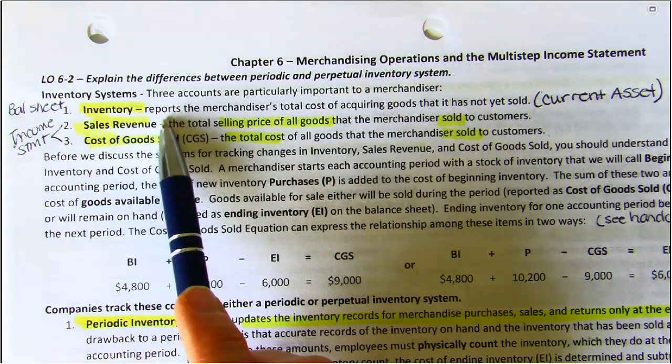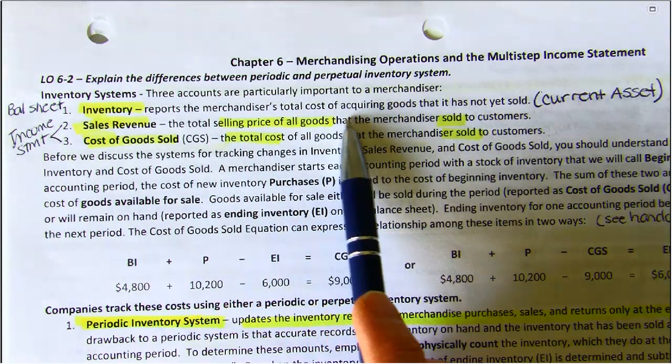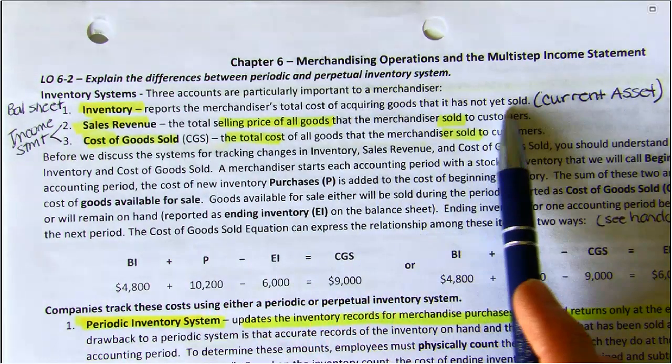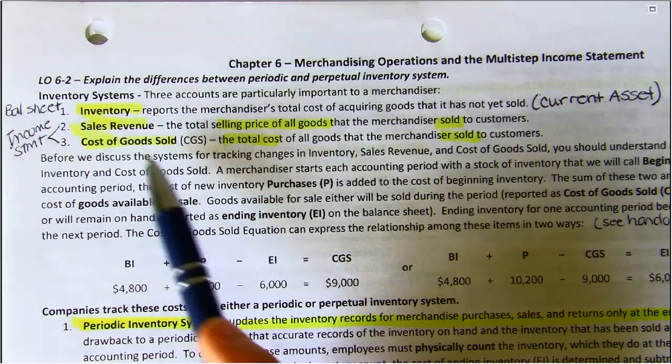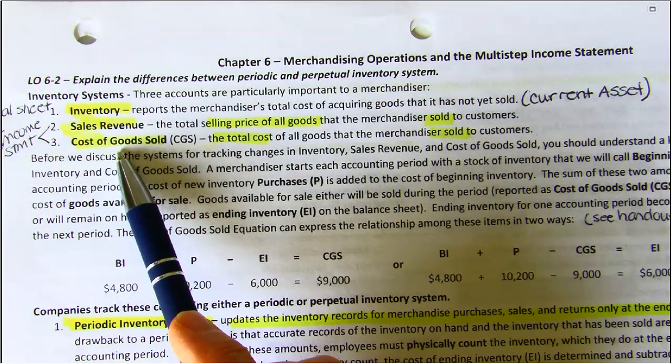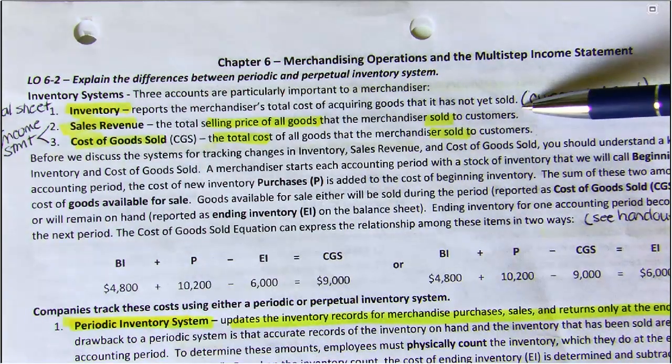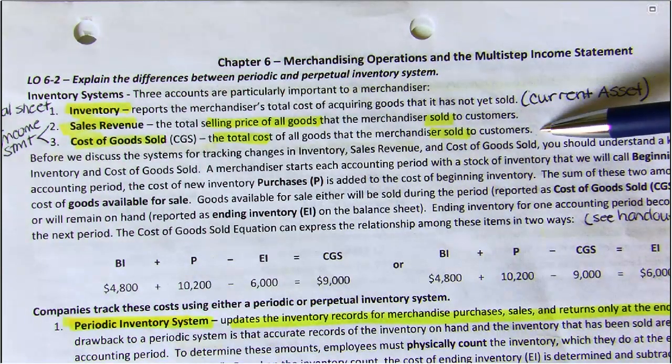Inventory reports the merchandiser's cost of acquiring goods that it has not yet sold. This is a current asset on the balance sheet, whereas sales revenue and cost of goods sold are both on the income statement. Sales revenue is the selling price of what we sold. Cost of goods sold is exactly what it sounds like, the cost of what we sold.